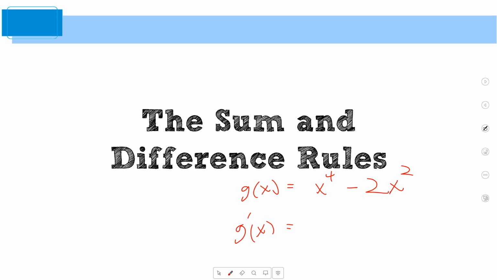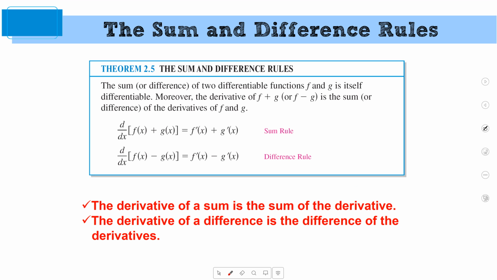Mason? Sorry, Mr. Zimmer? It would be 4x cubed minus 4x. Well done. Just break it into parts. Take the derivative of each term, make sure you add and subtract correctly, we're done. And there it is in fancy calculus speak. The derivative of a sum is the sum of the derivatives. The derivative of a difference is the difference of the derivatives.